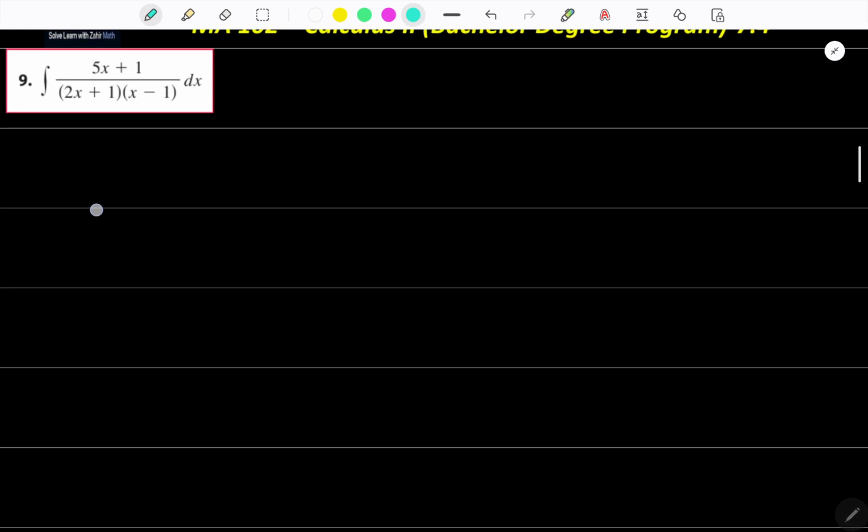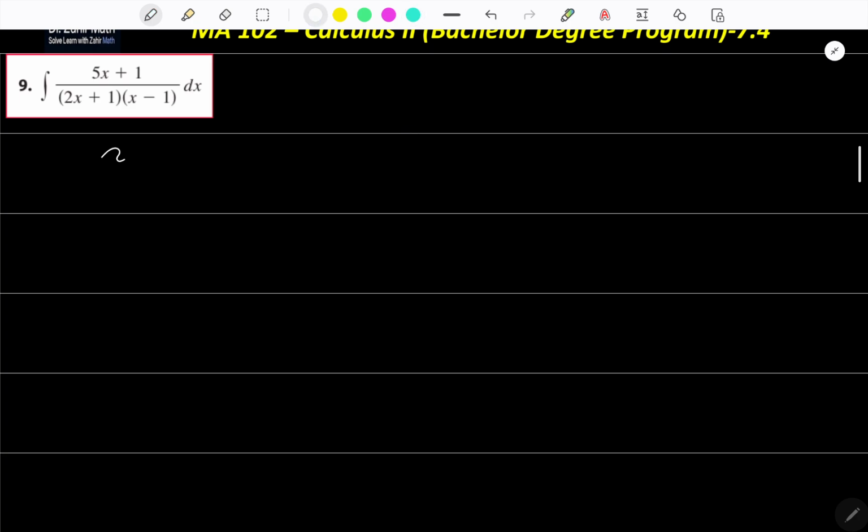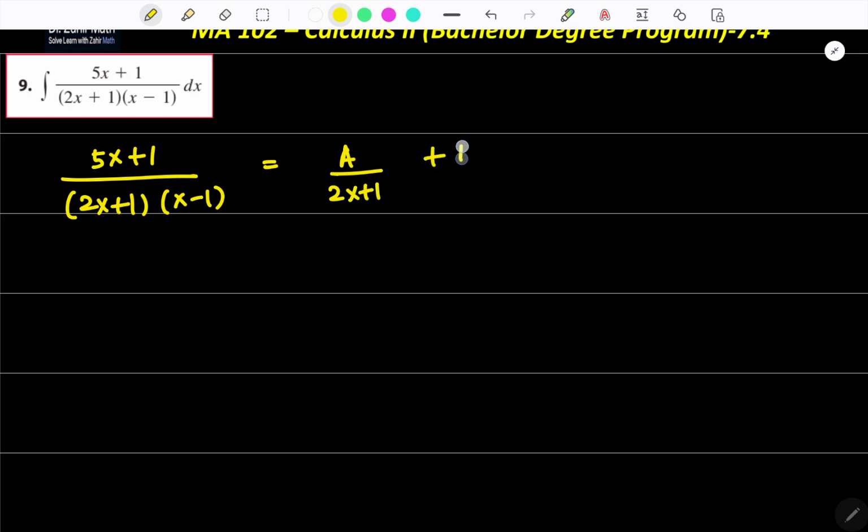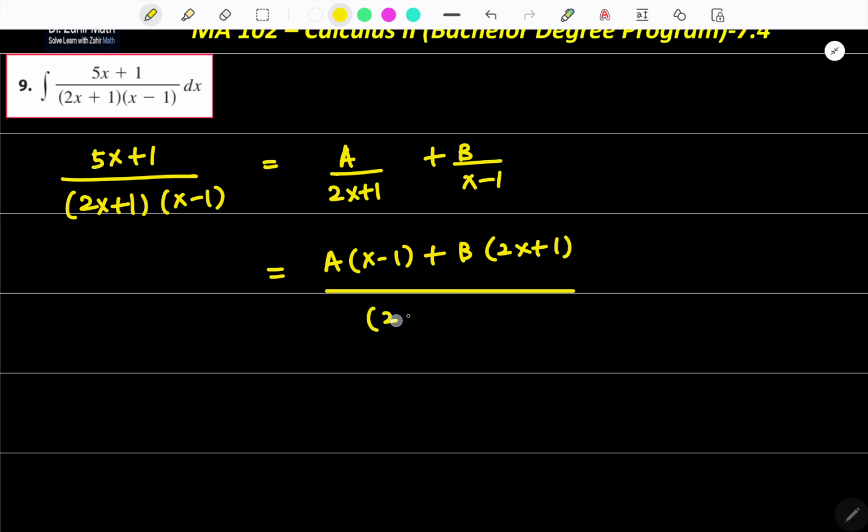Let me do the second problem. Integral of (5x plus 1) divided by (2x plus 1) times (x minus 1). This can be directly written as a divided by (2x plus 1) plus b divided by (x minus 1), right? So this is equal to, cross multiply, a into (x minus 1) plus b into (2x plus 1), divided by (2x plus 1) times (x minus 1). Now this gets cancelled with this, cancelled with this.